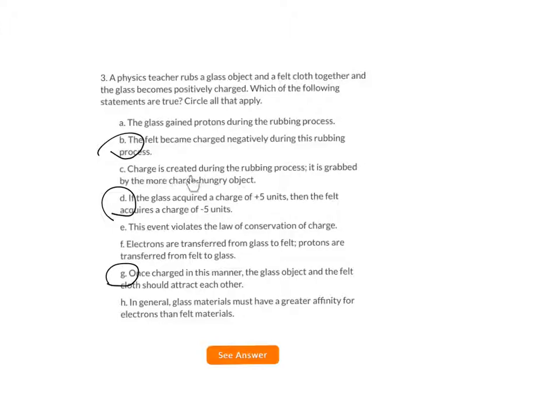Charge is never created. It's just shared between objects. D, if the glass acquired a charge of plus 5 units, the felt acquires a charge of minus 5 units. That's true. If you remember from video 1, we say charge is conserved, and this is again showing that charge is conserved. E, this event violates the law of conservation. No, we just said that it is conserved. F, electrons are transferred from glass to felt. Protons are transferred from felt to glass. Protons are never transferred, so it's not that one.